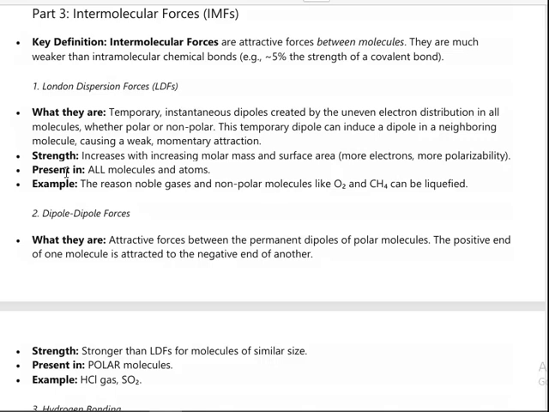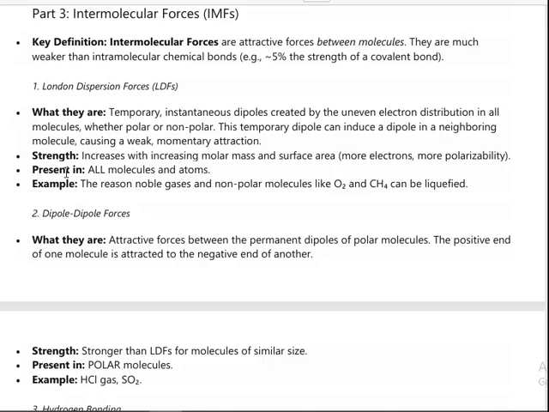Example, you can see London dispersion forces. What are London dispersion forces? They are temporary instantaneous dipoles created by uneven electron distribution in all molecules, whether polar or non-polar. This temporary dipole can induce a dipole in a neighboring molecule, causing a weak momentary attraction. So that's it with the London dispersion forces.